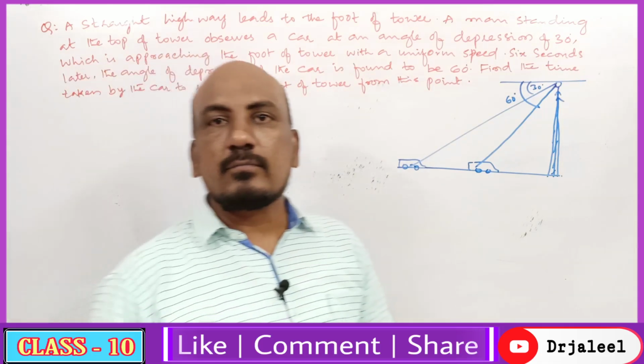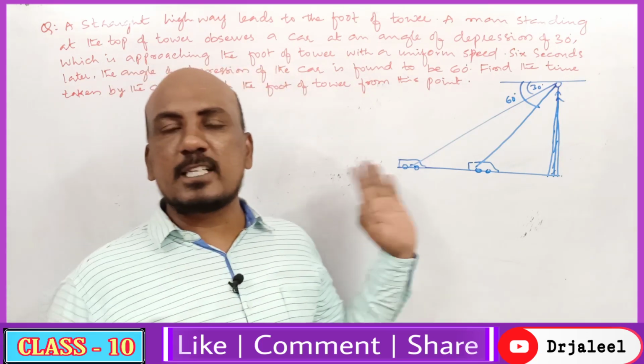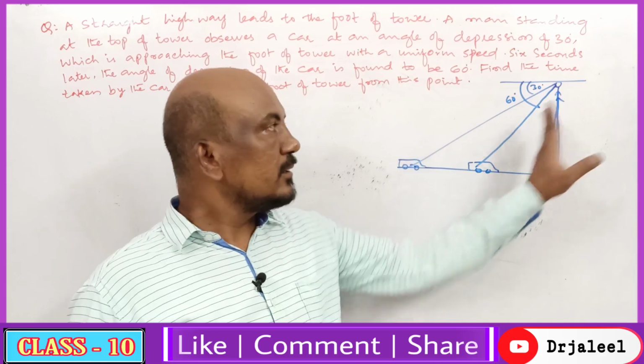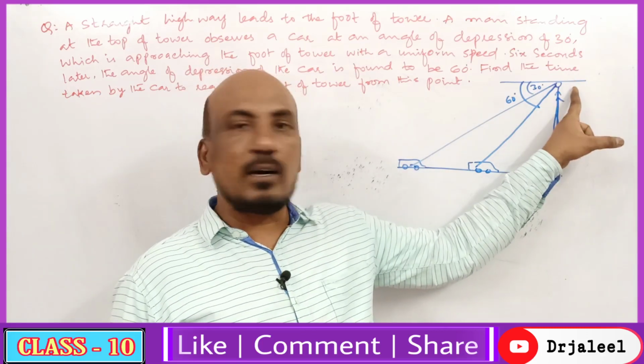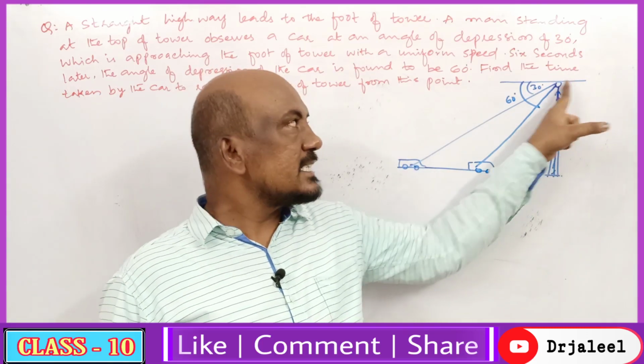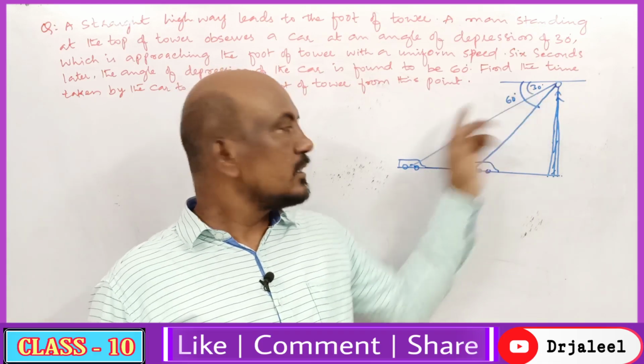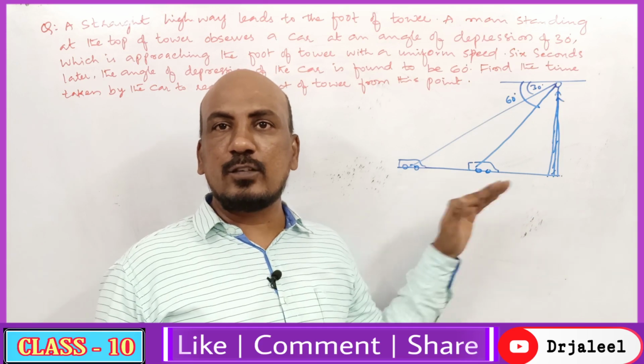So children, once again I'll explain this problem. This can be asked in many ways. There is a tower, and on the tower there is an observer sitting. He is seeing a car. It's making an angle of 30 degrees first. It's coming towards the tower with a certain uniform speed.